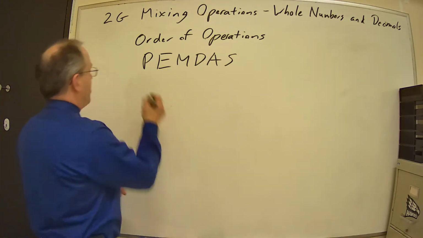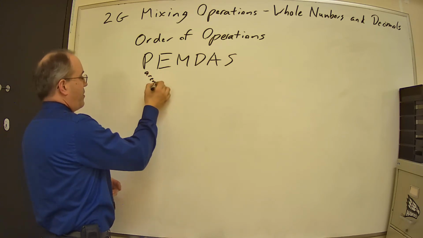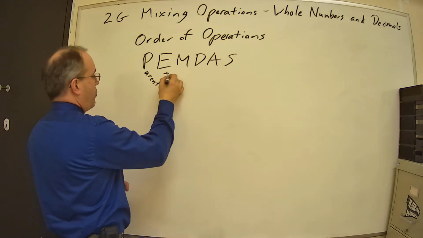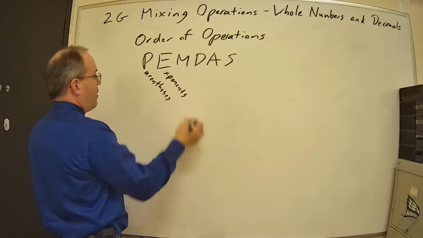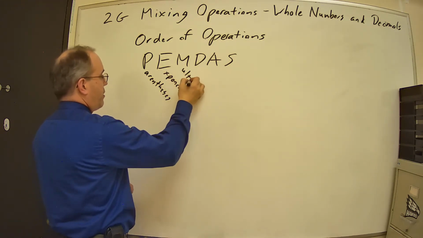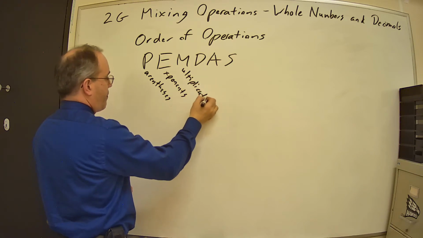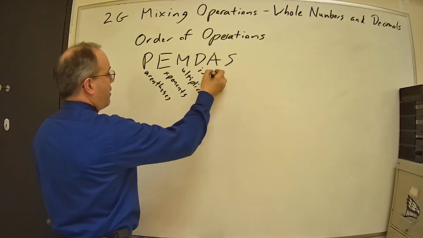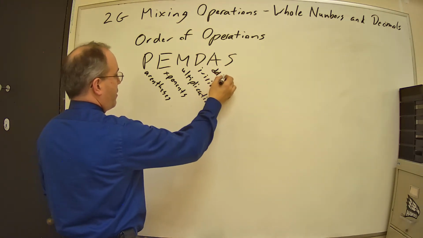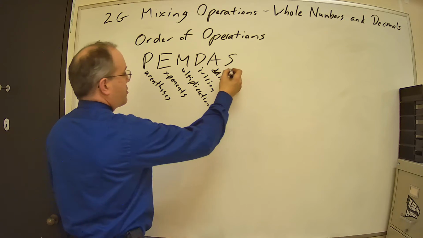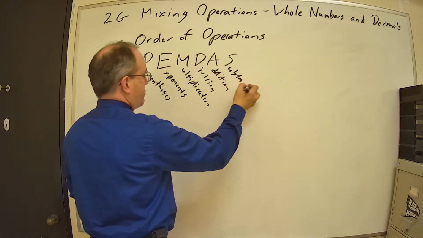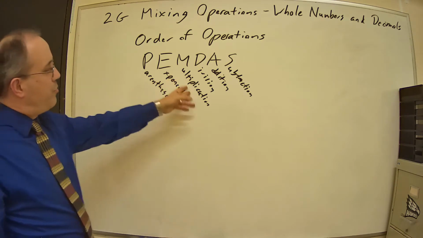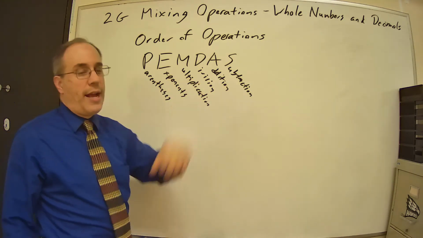PEMDAS, which tells you that first you deal with parentheses. Then you deal with exponents. Then multiplication. Then division. Then addition. And subtraction. So, parentheses, exponents, multiplication, division, addition, subtraction.